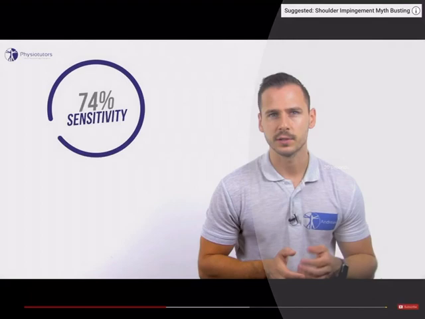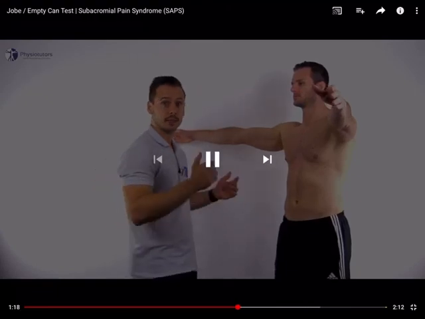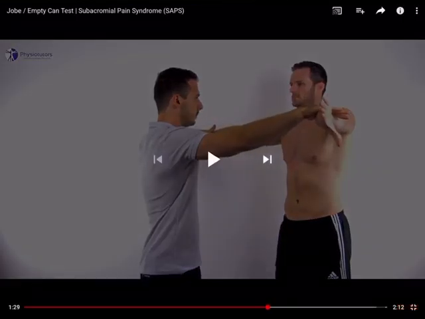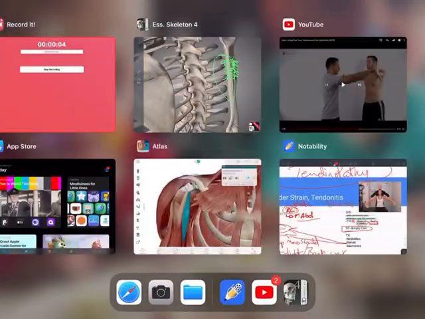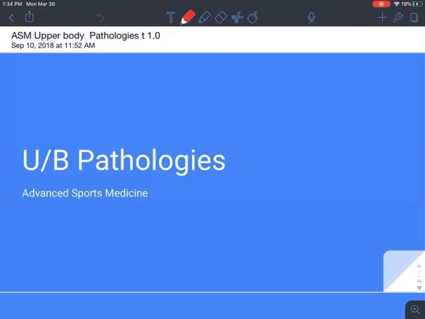Let's just get to the test here. The arms are elevated to 90 degrees in the scapular plane. So the scapular plane is not out in front of you, it's not out to your side. The arms are then fully internally rotated so that the thumbs point towards the floor. Empty can. The patient is then instructed to resist downward pressure applied by the examiner. Got it. And if they have pain with that, then it's possible that they have something wrong with their supraspinatus. So that's the empty can test.